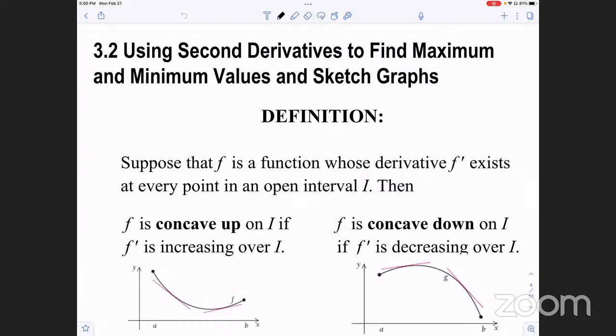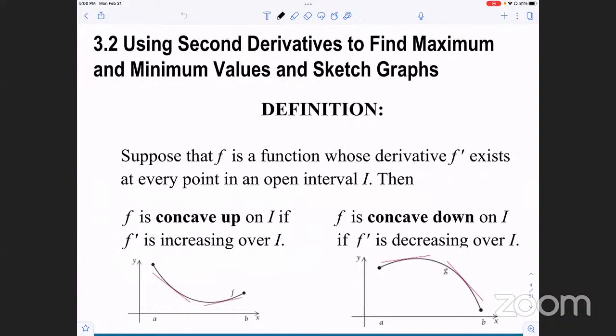So let's start off with some definitions. Suppose that f is a function whose derivative f prime exists at every point on an open interval I. Then f is concave up on I if f prime is increasing over I, right? If we look at this example here on the bottom left, we have a curve. Concave up means that the derivative is increasing, because the slope of the line on the left is negative and the slope of the line on the right is positive. So f prime is increasing.